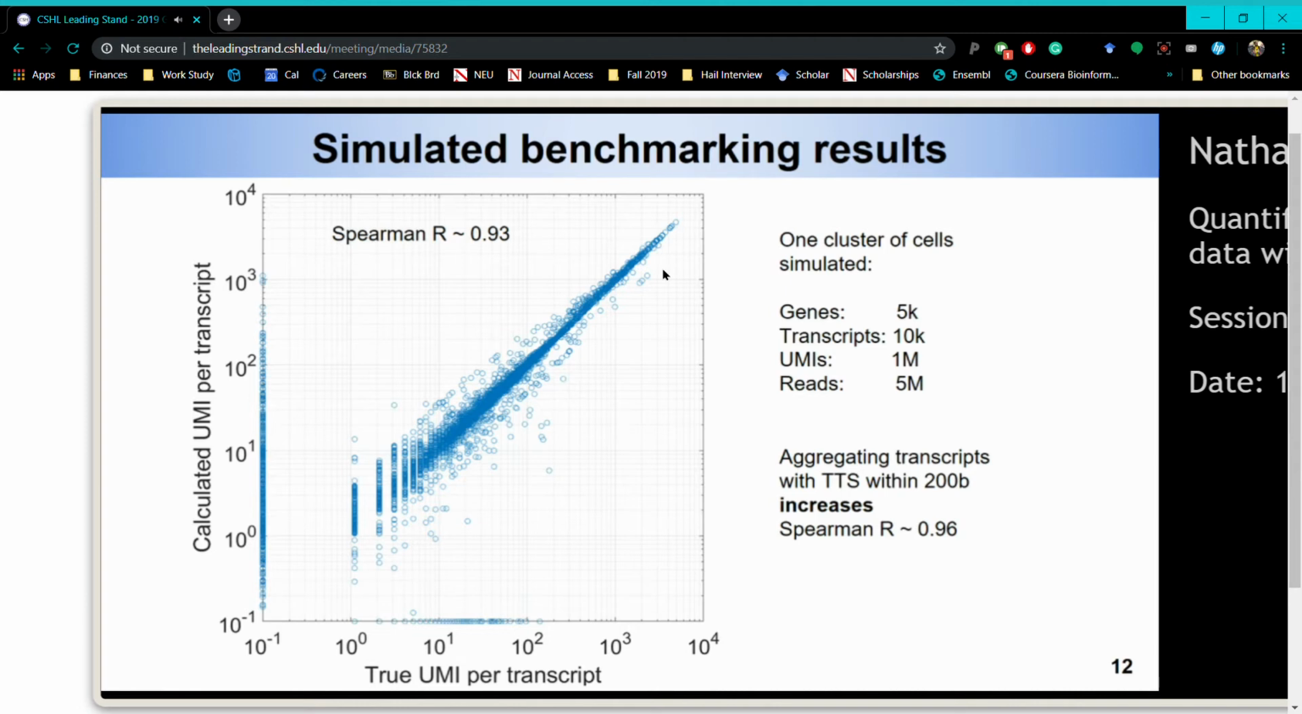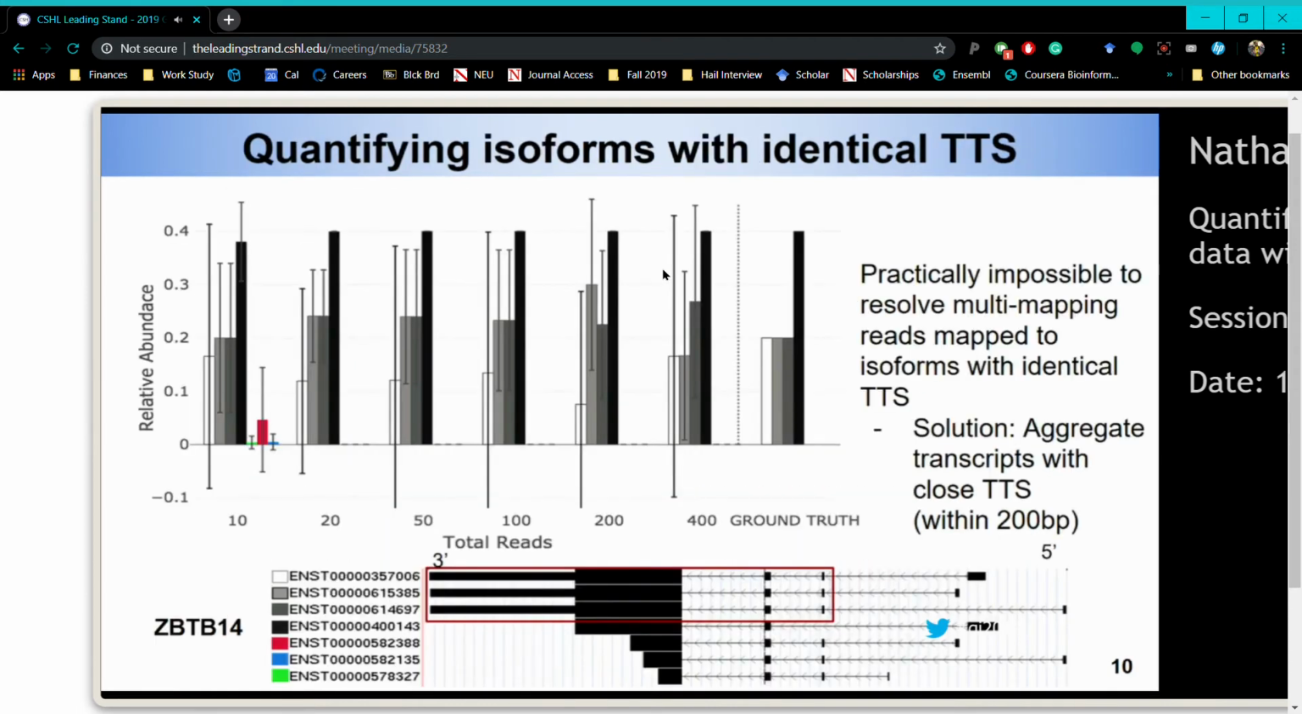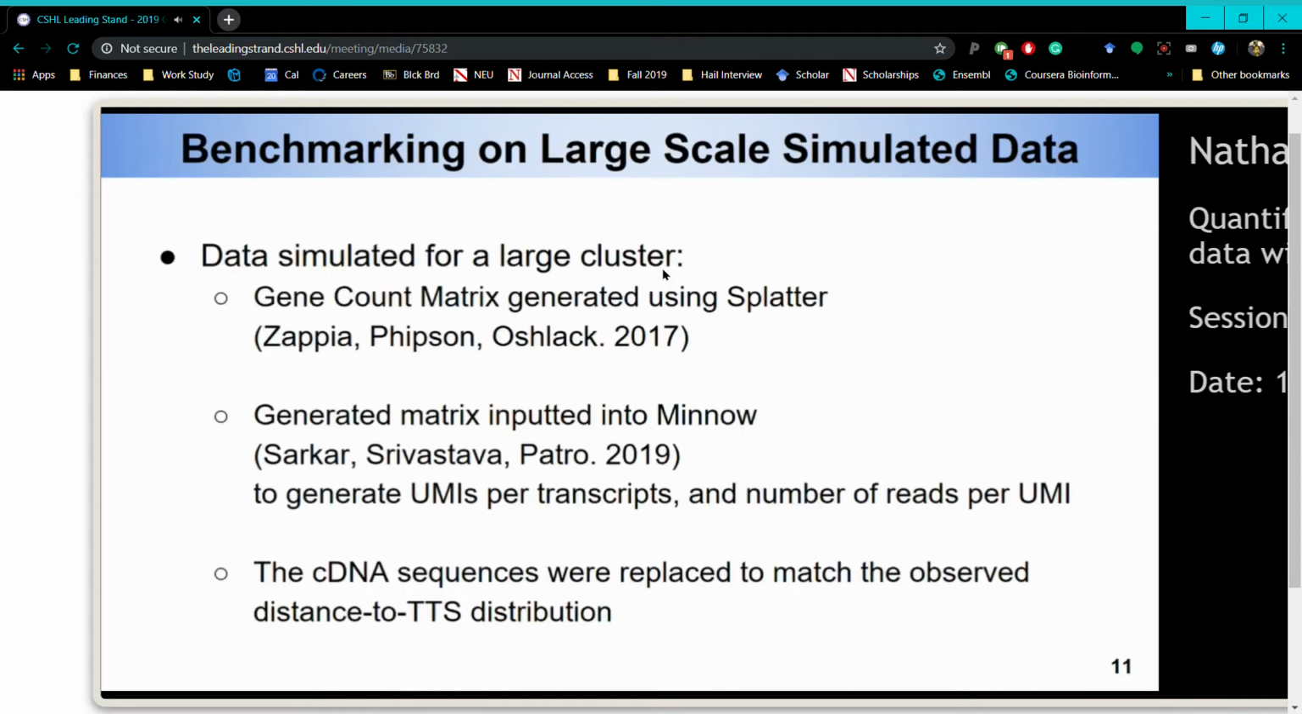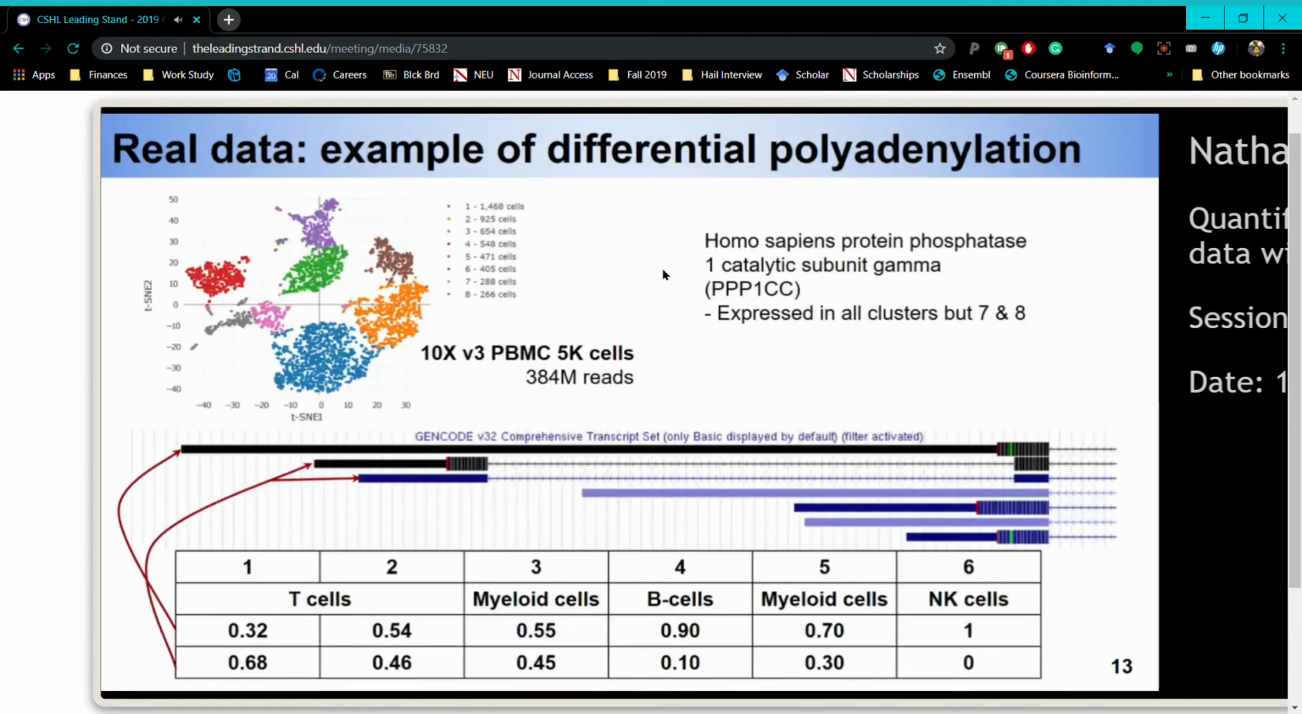It's worth noting as well that there are a significant number of transcripts on this left side for which the true UMI per transcript was 0 and the calculated UMI per transcript was more than 0. And I'm starting to think that that's the result of cases like these, where you have a relatively low number of reads, so estimations are being assigned to transcripts that share some sequence. That's a result of not having enough reads.